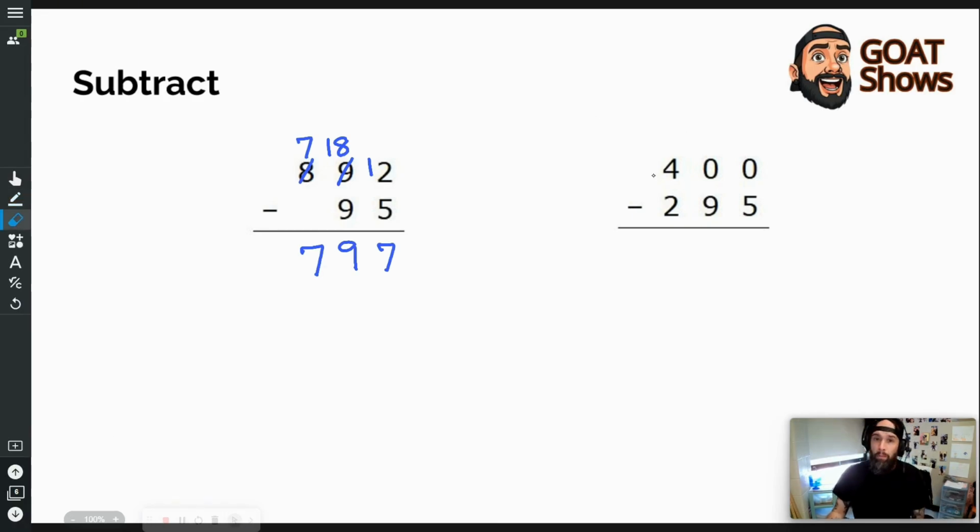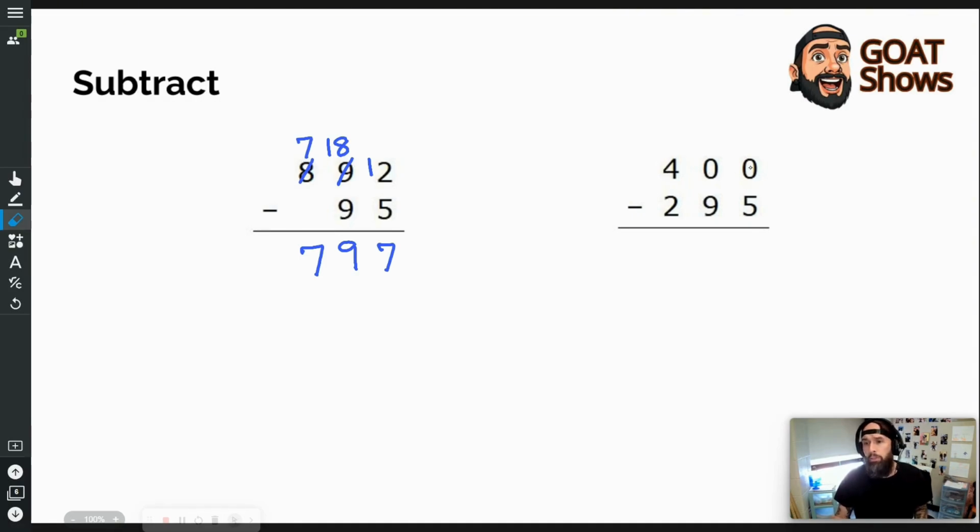All right, now these are definitely not fun. 400 minus 295. We're going to do a lot of borrowing, and you'll see why. Start all the way to the right. 0 minus 5, can't do it. So I'm going to have to borrow over here, which I have nothing to borrow from. So I need to borrow again before I even borrow in the first place.